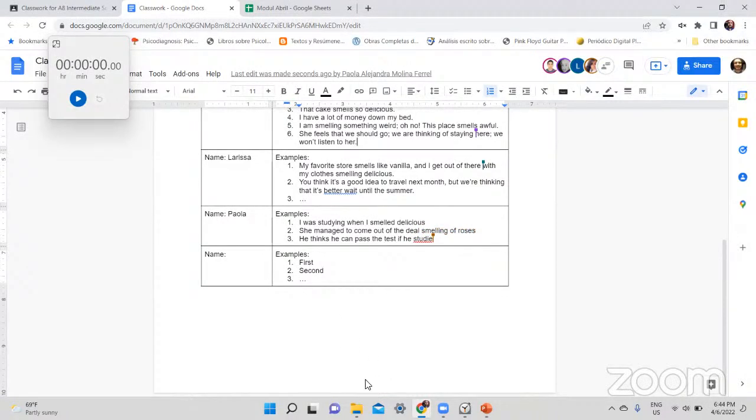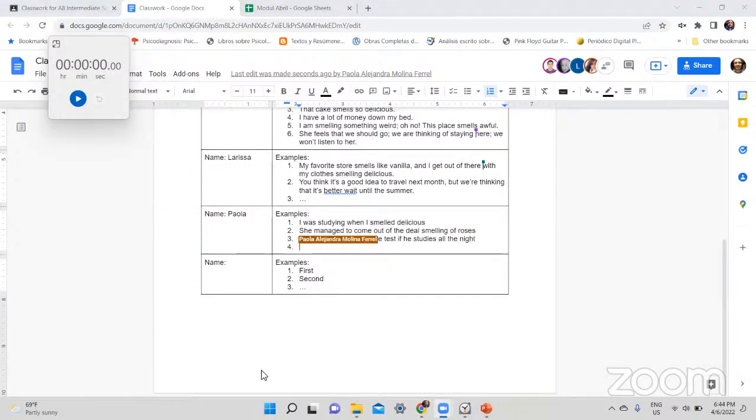Okay, my favorite store smells like vanilla, and I get out of there with my clothes smelling delicious. You think it's a good idea to travel next month, but we're thinking that it's better to wait until the summer.